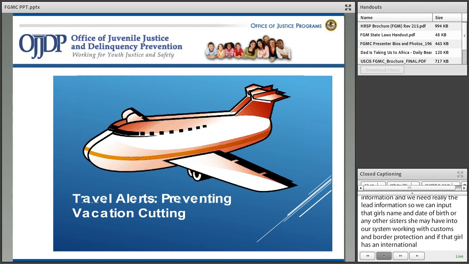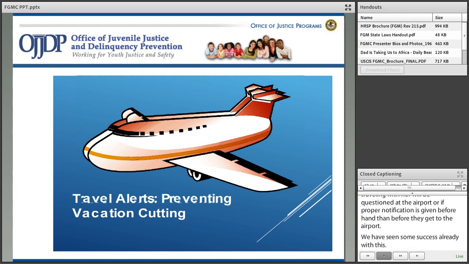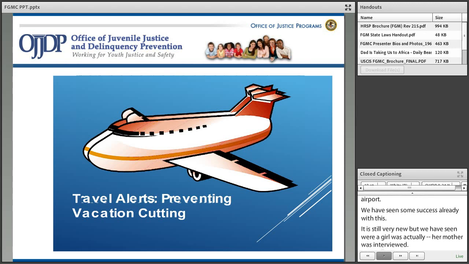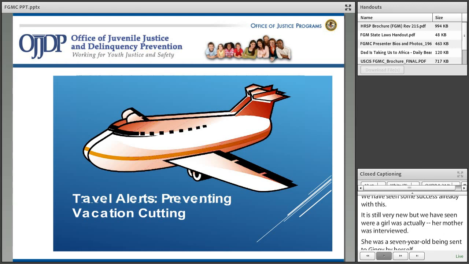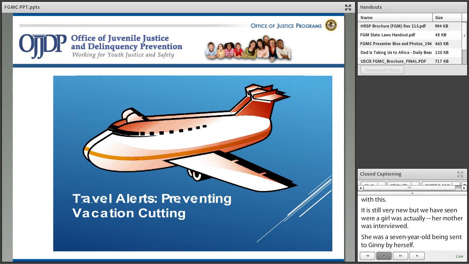It's still a very new initiative, but we have seen a case where a girl's mother was interviewed. She was a 7-year-old who was going to be sent back to Guinea by herself. We had received reliable information that she would be cut upon being sent back to Guinea, and when her mother was questioned, the mother admitted that no, she still fears that the daughter will be mutilated if she goes to Guinea, and so for that reason she wanted to take the daughter off the plane.